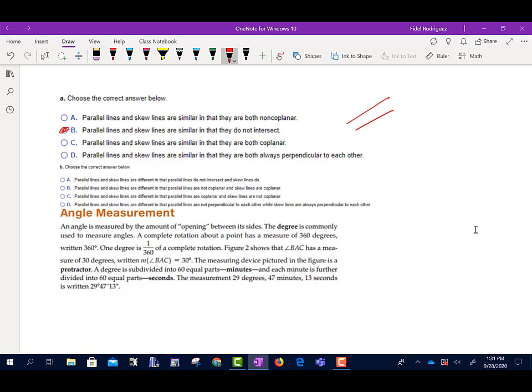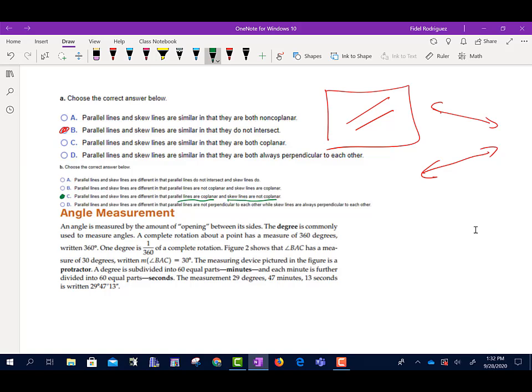It says parallel lines and skew lines are different in that parallel lines do not intersect and skew lines do. No, that's not true. Okay, so guys, just to give you an idea, again, parallel lines are in the same plane. They don't intersect. Skew lines would be one line is going like this, and the other line is sort of hovering above it, but they're not going to intersect. Let's see. Parallel lines and skew lines are different in that parallel lines are not coplanar and skew lines are coplanar. No, that's not true. Parallel lines are coplanar and skew lines are not. Yes, that is my choice right there.